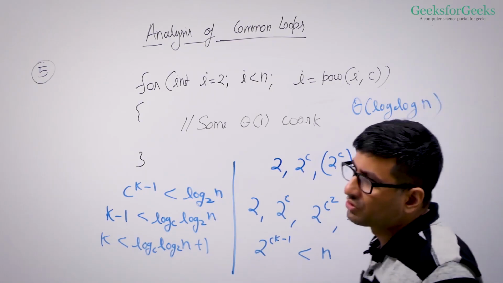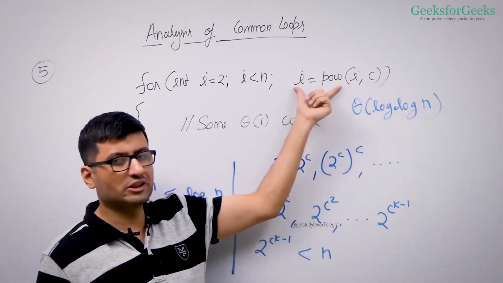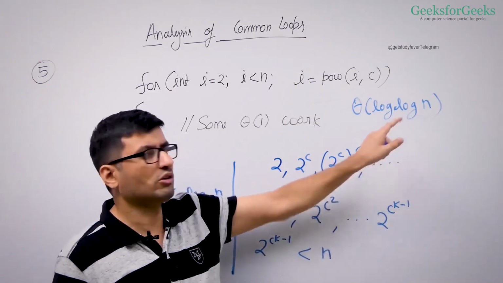Again, base of log does not matter. It can be any base. So the order of growth of such functions where we are increasing a value by doing powers becomes log n.